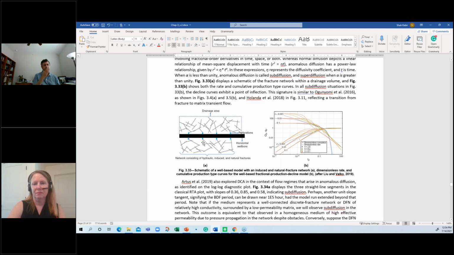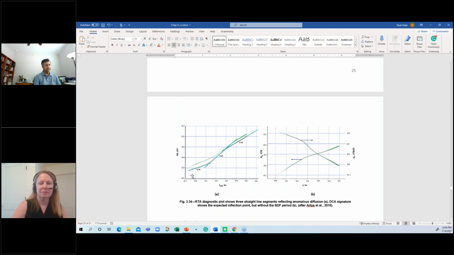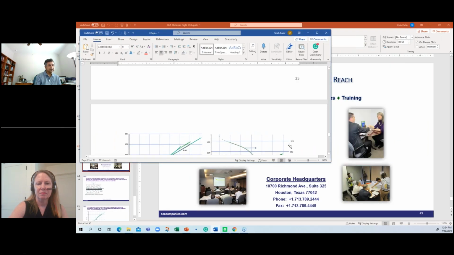That provides the difference between well A versus B in a given play. So what we don't know is the intensity of this discrete fracture network in a given system. What that means in simple terms is that if you have the diagnostic plot on the log-log scale, that will give you a slope. Let me expand that just a sec.